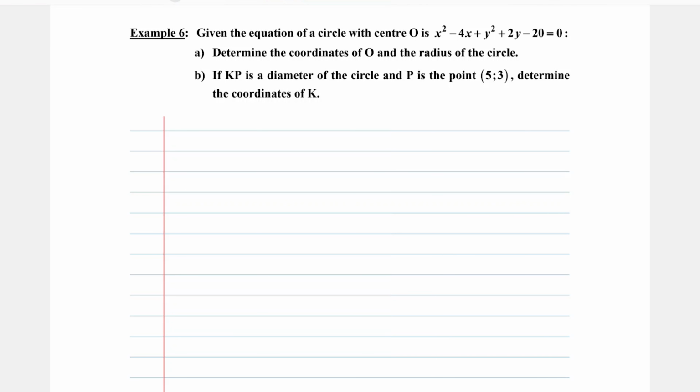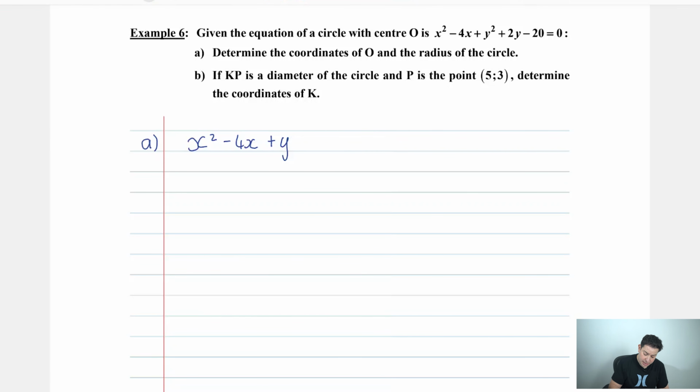So the first thing we have to do is complete the square and write the equation of the circle in standard form. We're going to group the x's together. They've done that for us already. I'm just going to rewrite the equation because it's easier when we have the equation right on top of our working. x squared minus 4x plus y squared plus 2y, and I'm going to take the constant over, so it's equal to 20.